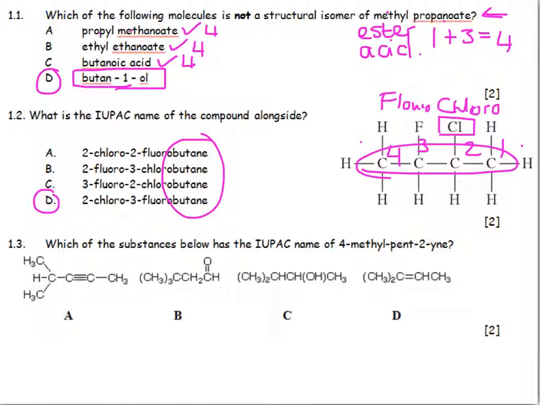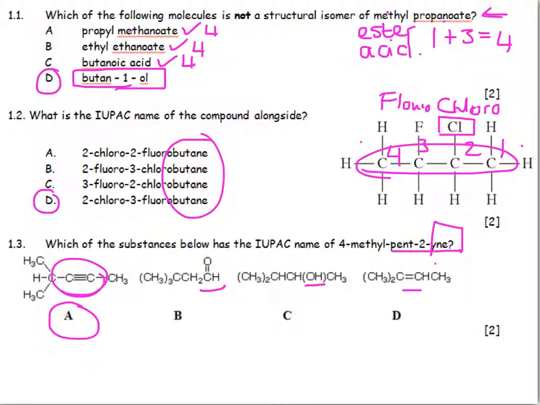Which of the substances is methyl pent-2-yne? I'm looking at this "yne" bit first and thinking of the functional group, and I'm looking for a triple bond. Double bond, alcohol, ketone or aldehyde, and because of the double bond, and here is my only triple bond. So it seems perfectly reasonable. We can then double check it.